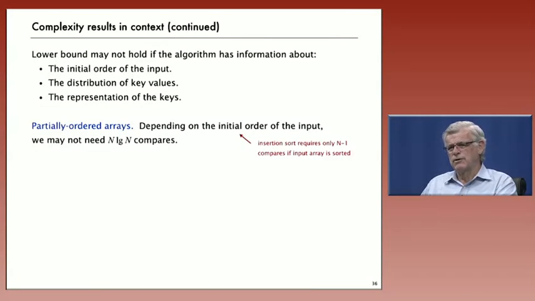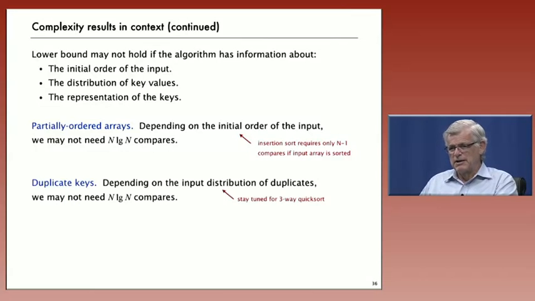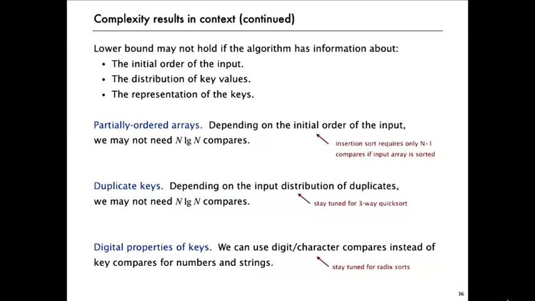So partially ordered arrays, we may not need n log n compares. Duplicate keys, we may not need n log n compares. We're going to look at a method that gets that done in linear time in a lot of situations. And later on, we'll look at digital properties of keys where we can use digit or character compares instead of whole key compares and get a faster sort for certain practical applications. Computational complexity is a very useful way to help us understand properties of algorithms and help guide our design decisions.